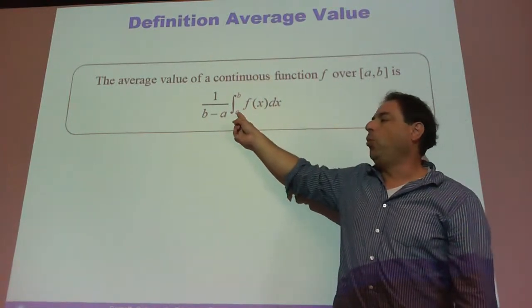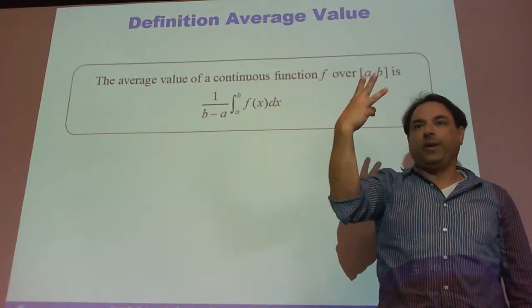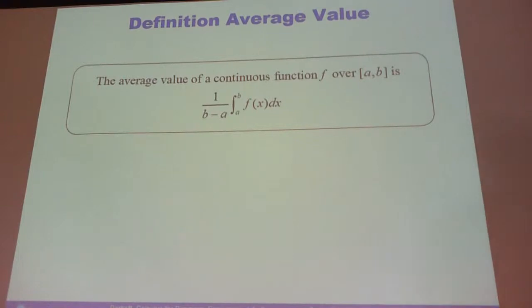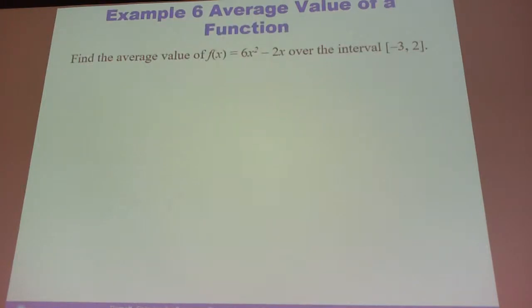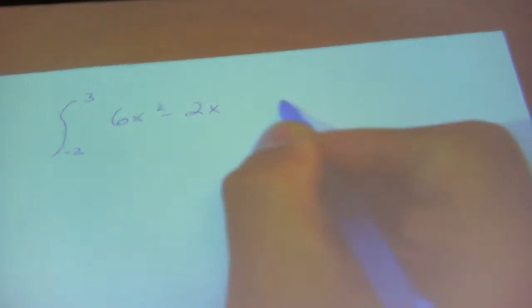So if there was year 1 to year 4, how many years are between 1 to 4? 3, right? You just subtract. So the only difference with average is that you divide by how many years, the number between. Okay? So we're going to use this as practice. If I wanted you to find the average value for this, it would be the integral from -2 to 3 of 6x squared minus 2x dx.